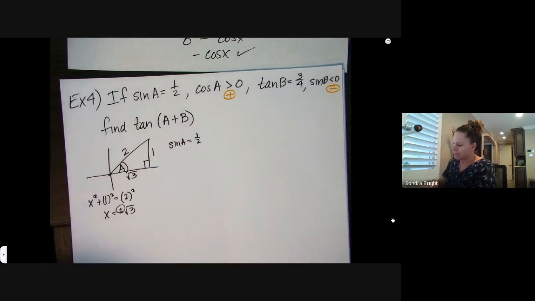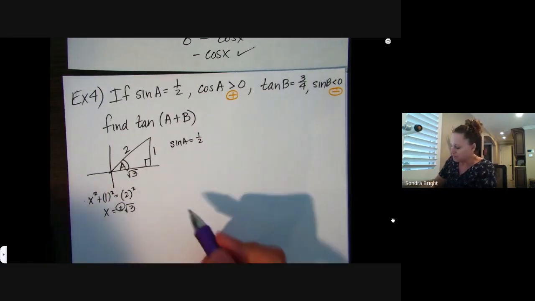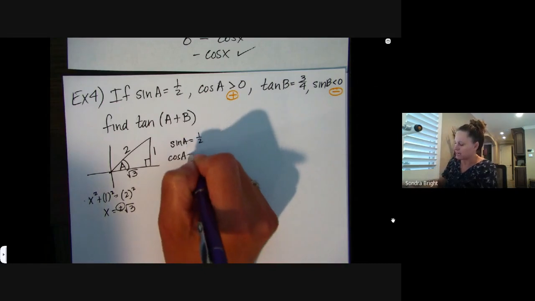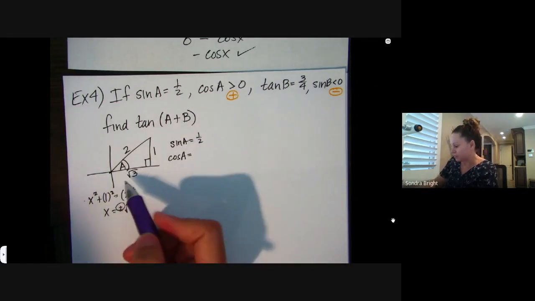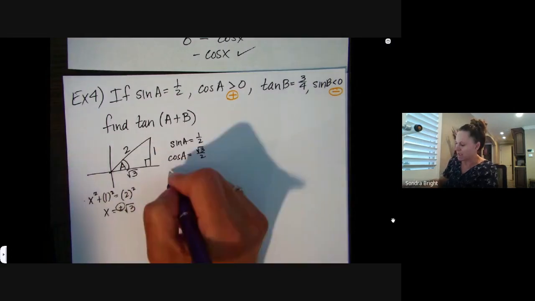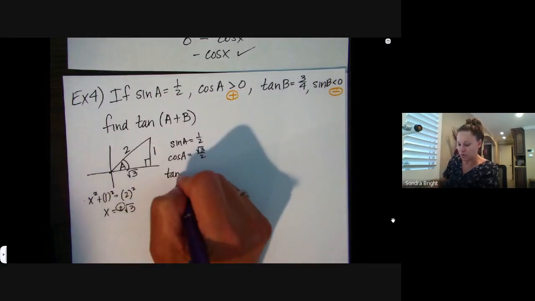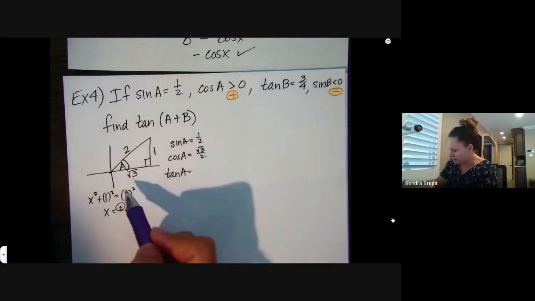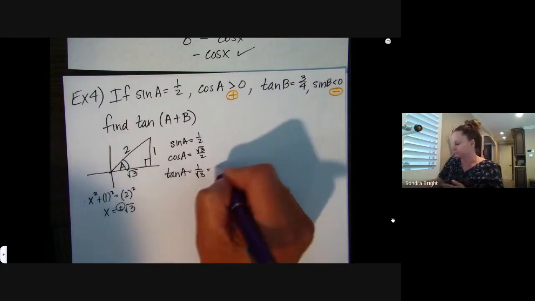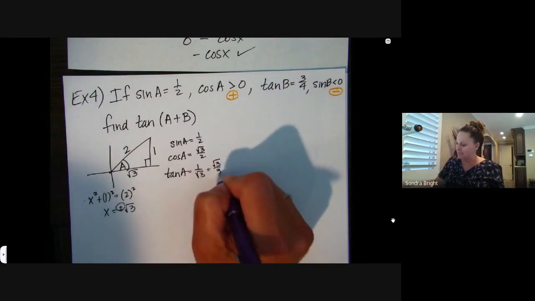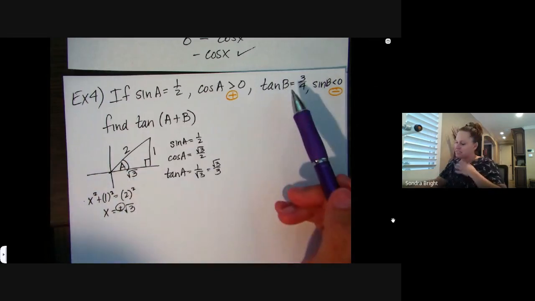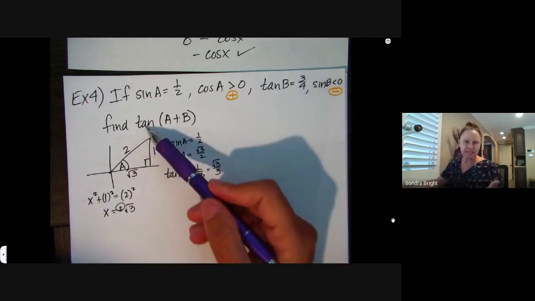So what does that mean? Well, I'm going to help you find this stuff because different problems ask you for different things. Cosine of A will be x over r, so that's rad 3 over 2. Tangent of A is y over x, so 1 over rad 3, which we rationalize and say rad 3 over 3. I know they already gave me tangent of B, but I'm going to go ahead and draw the triangle, because if they hadn't asked us for tangent, you might have needed to find sine or cosine.